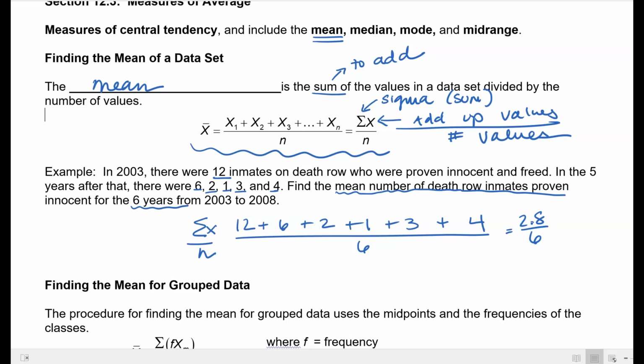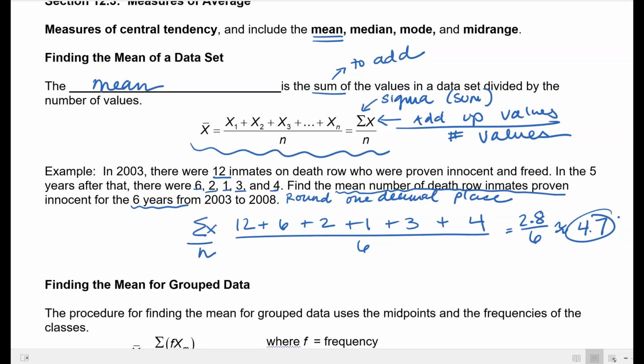And with all of these problems in Connect, just like any other module, you just want to make sure that you pay attention to the directions in terms of rounding. So let's say, this doesn't say in the problem, but let's say we're going to round to 1 decimal place. If we divide this, we end up getting approximately 4.7 for our average. Okay, so that was pretty straightforward.